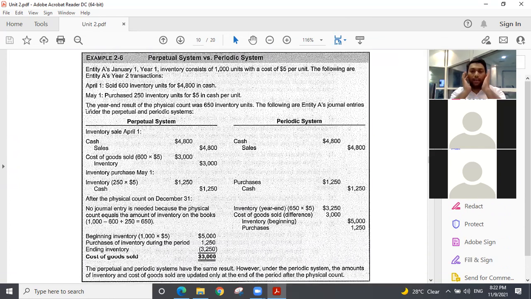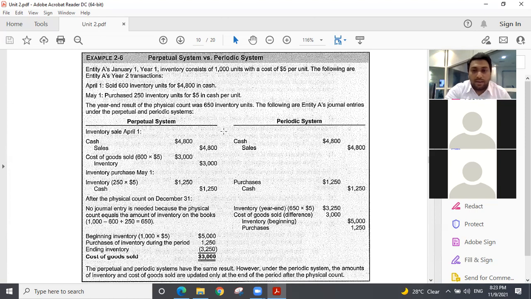So we'll see how the transaction happens in the two systems. How do the two systems handle the transactions? So here, entity A, January 1, year 1, inventory consists of 1,000 units with a cost of $5 per unit. The following are the entity's year 2 transactions. Okay, it has an opening stock of 1,000 units costing $5. It sold 600 inventory units for $4,800 in cash, and in May they purchased 250 units for $5 per unit. Okay, at the end of the year, physical count was 650 inventory units.